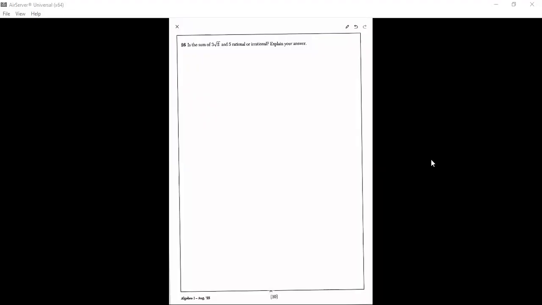And they've given us two numbers that they want us to add, and they want us to determine is it going to be rational or irrational. Now, if you know the rules for adding or multiplying rational, irrational numbers, then that's great. But even if you don't know the rules, you can use your calculator as a clue to help you answer these questions. So let's go through this.